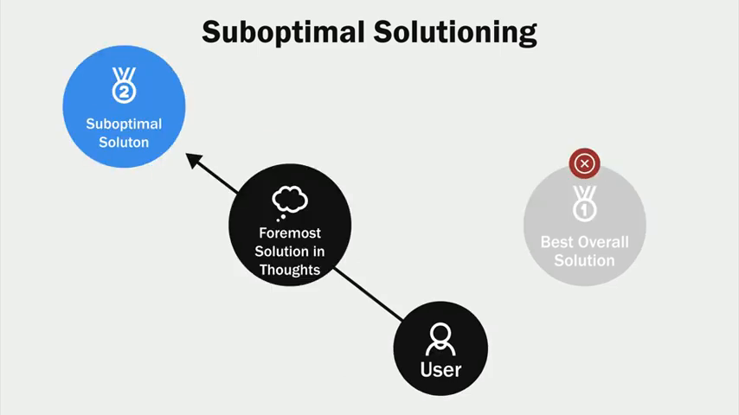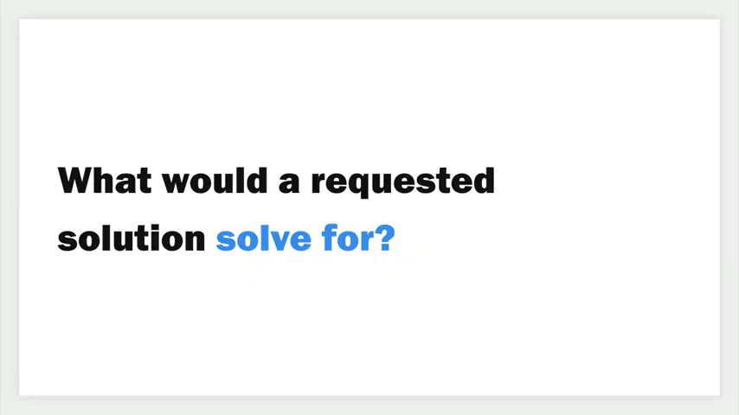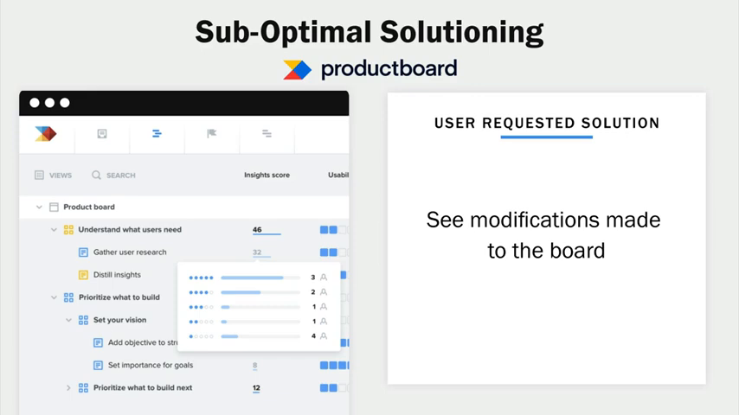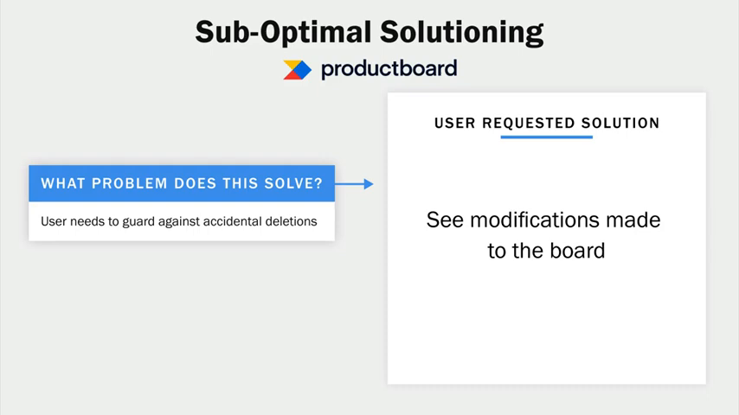As a result, if you simply implement the stated requests, you end up with a suboptimal solution. To solve this, first ask yourself, what would a requested solution solve for? Based on your understanding of the problem, think about the best way to solve it. For example, consider Product Board, a platform used to help guide product management. One of the user-requested solutions was to have a way to see what modifications were made to a board.